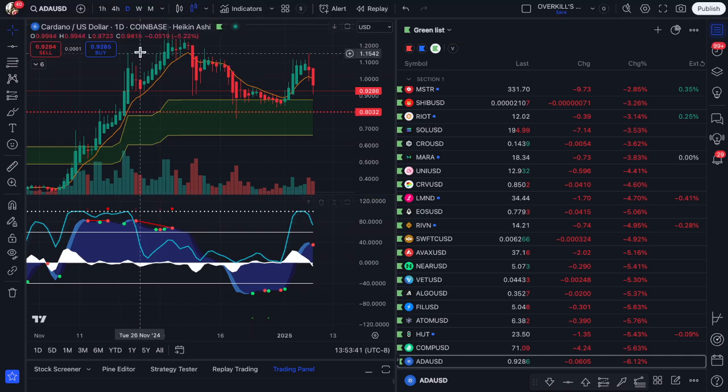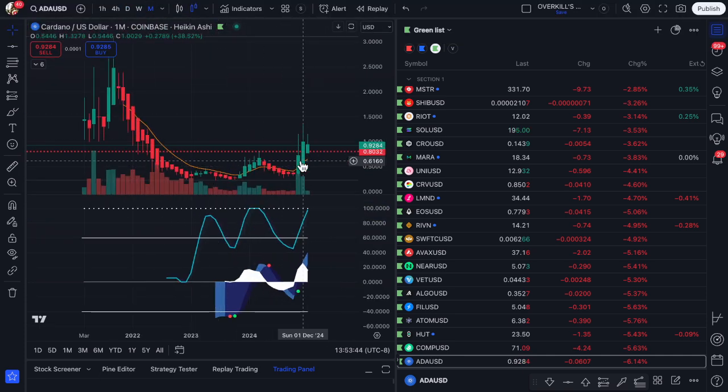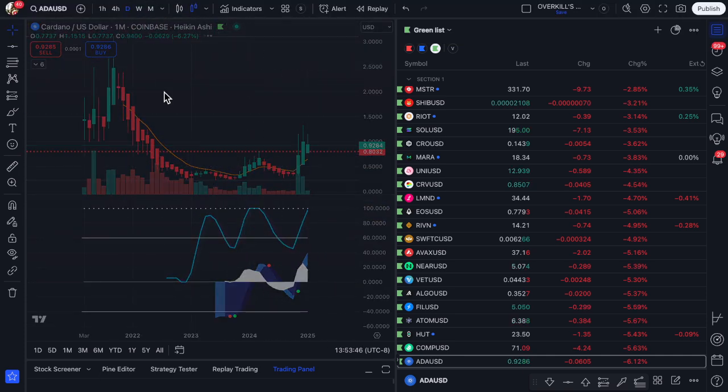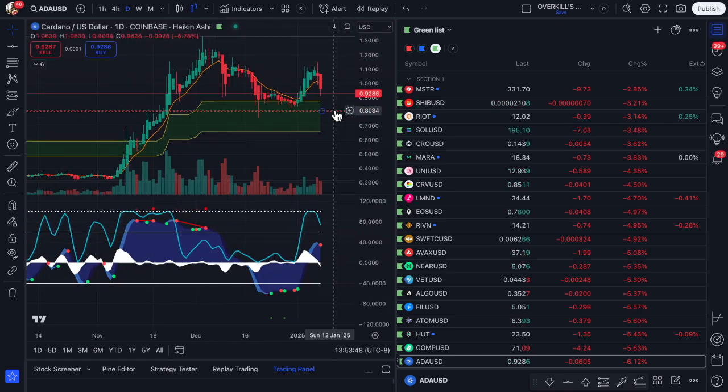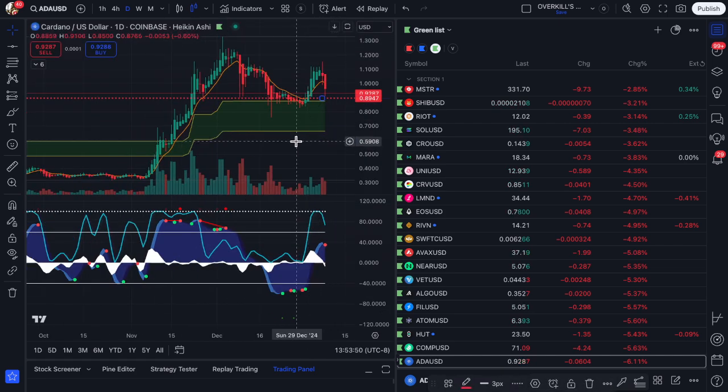And again, I really still like the monthly chart here on ADA. I think that one has some room to run still. So let's just watch 80 cents. If you want to set it tighter, put it right there at 89.